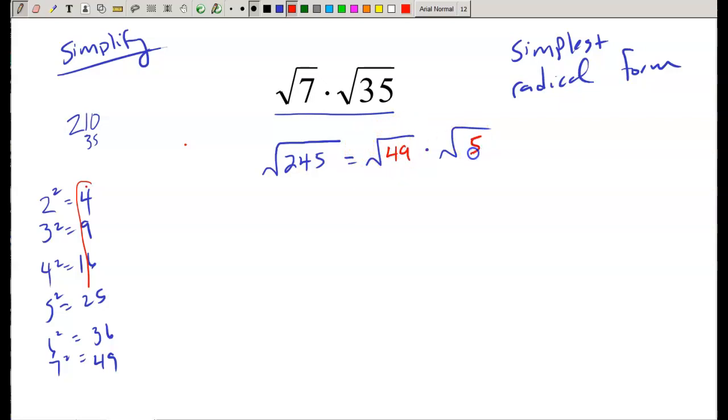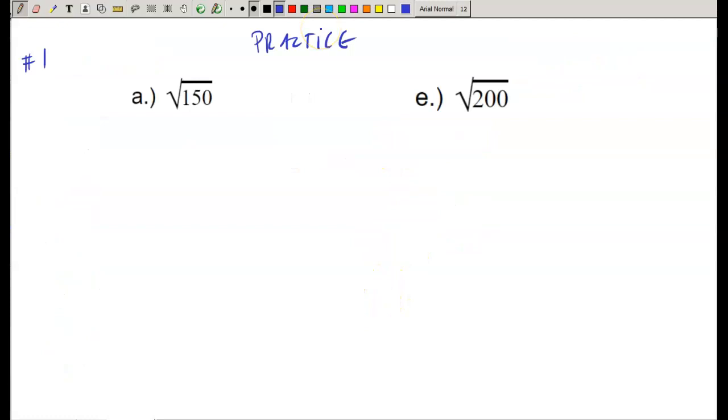49 times 5 is 245. And 49, of course, is a perfect square right here. So that is going to be reduced quite easily. And then we'll have root 49. Well, that's, of course, just equal to 7. And so this will become 7 root 5 for that problem. All right, so here are a couple practice problems that you can just pause and see if you can do.